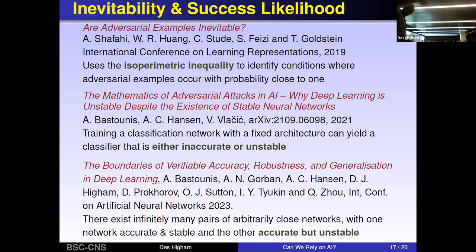Here, the paper at the top there is the one that got us into this area. This was essentially showing that in very high dimension, so a very high input dimension, it's almost guaranteed that there'll be a small perturbation that changes the classification. Using high dimensional analysis, in this case they use the isoperimetric inequalities, which concerns the ratio of surface area to volume in very high dimensional balls.